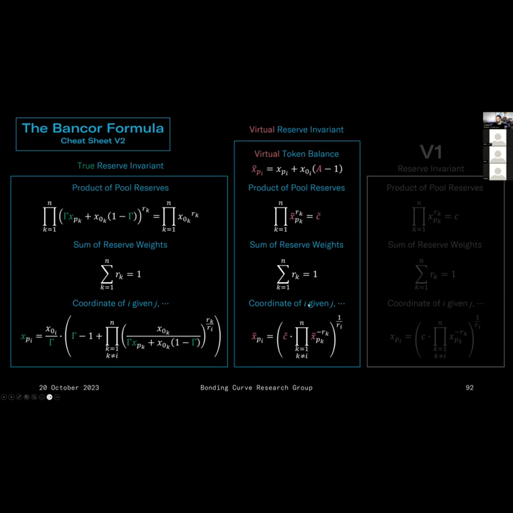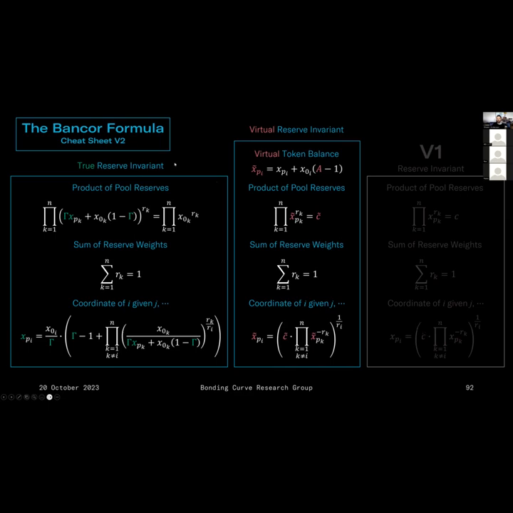And after that, everything is the same that you've seen before, right? Apart from this equation, which is new, this reserve invariant and this sum of the reserve weights and this coordinate of I given J, etc. These are all directly out of V1, and this is why I've copied it across, so you can actually compare these. Apart from the tilde, this equation is the same. This equation is literally the same. And again, this equation is the same apart from the tildes.